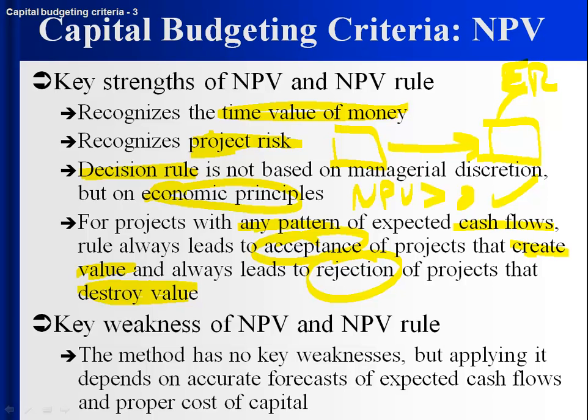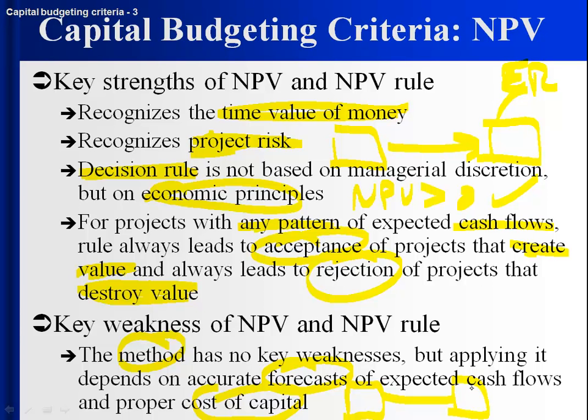So what are the weaknesses? The method itself doesn't really have any key weaknesses. The problem is applying it. So again, number one, you need accurate forecasts of the expected cash flows. That's quite challenging. Number two, you need the proper cost of capital. And again, that's challenging. So it's easy to say, let's get the risk of the project. It's hard to do. It's easy to say, find stocks and bonds at the same level of risk. Easy to say, hard to do.